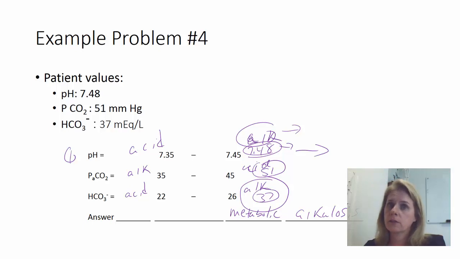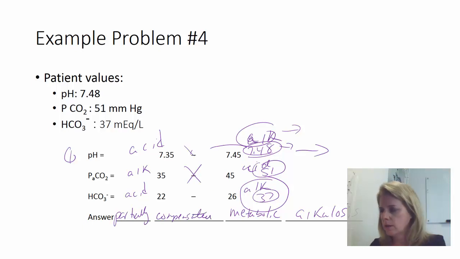Alkalosis. Are the lungs trying? Yes, because it's not normal. Okay, but is the pH normal? No. So are they trying hard enough? No. Partially compensated. Metabolic alkalosis.